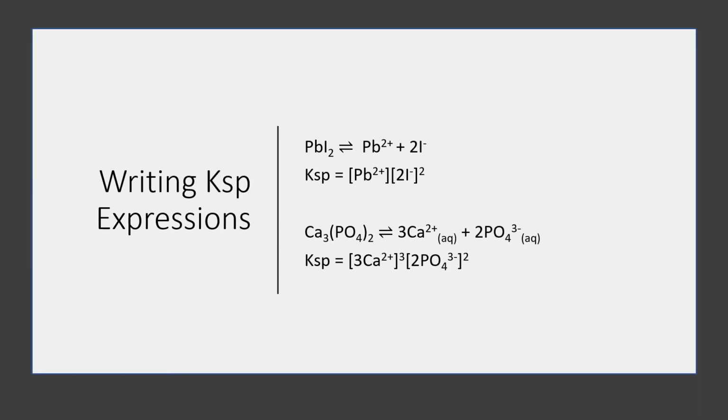Let's look at how we can write equilibrium constant expressions. So PbI2 is a compound with low solubility, which means it usually forms a precipitate when you mix two ionic compounds. PbI2 reversibly gives you Pb2+ and 2I- when dissolved in water.